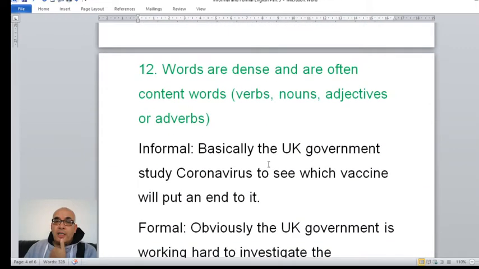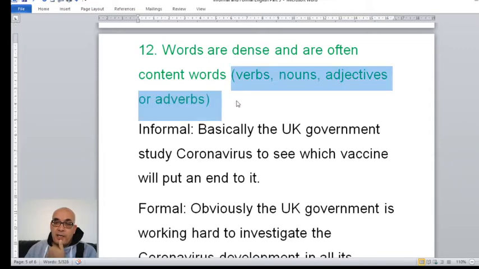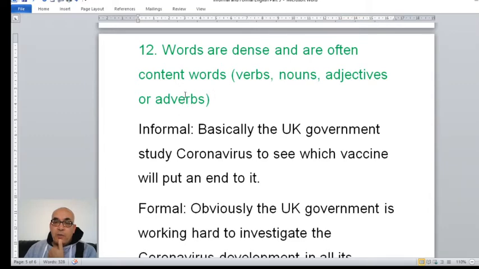Words are dense and are often content words. Again, this is formal English. Verbs, nouns, adjectives, or adverbs. These are content words, and I explained these in my videos on parts of speech. So verbs, nouns, adjectives, or adverbs, these are content words, and we use them a lot in formal English. So let's look at the example.